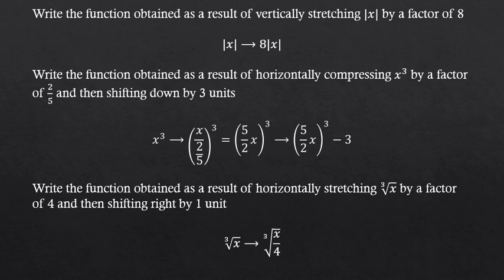Now shifting this thing right by 1, the x here is going to be replaced by x minus 1. You take the x, you replace it with x minus the number of units you want to shift it right. So we have, in the end, the cube root of x minus 1, all divided by 4.